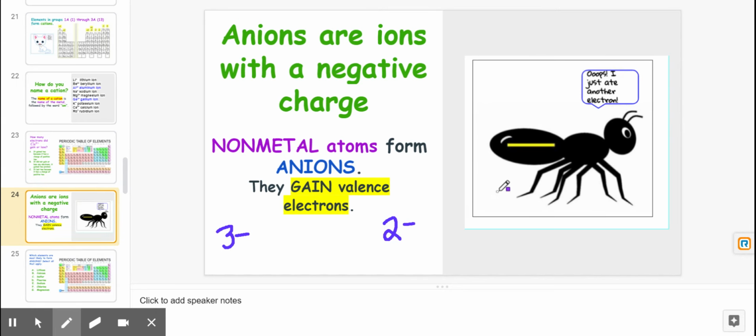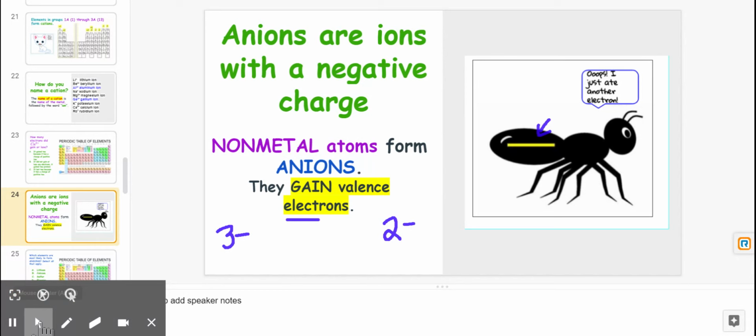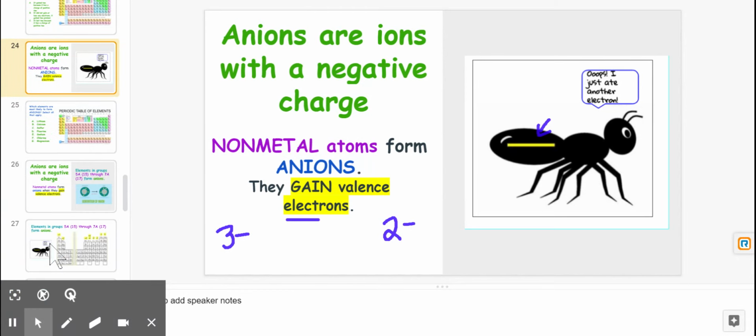We have Annie the anion to help us remember. She eats electrons for lunch. That's why she has a negative sign in her abdomen, because she just ate another electron. Oops, I ate another electron. Nonmetal atoms become negative by gaining electrons.